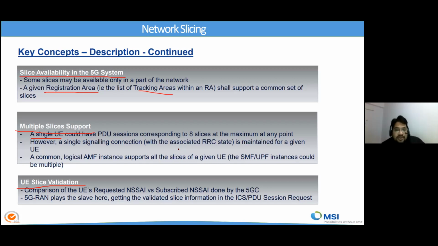If there are any questions, please do let me know. Thank you, Jitendra. We have one question from Facebook. It says, what is the difference between network slicing and quality of service?